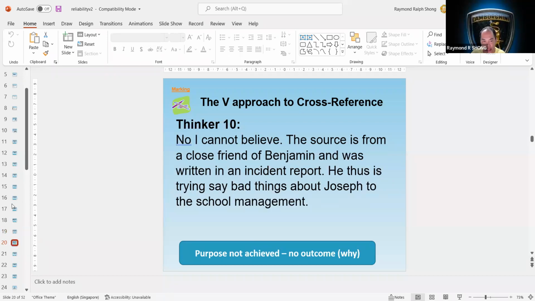Okay, now number 20. No, I cannot believe the source is from a close friend of Benjamin. It was written in an incident report, and he is trying to say bad things about Joseph to the schoolmate. Hello, what is the purpose of doing that by putting the incident? It's just like, yes, Danny, Zhao Xuan went to see Dr. Wu, but then what is the purpose of lying to you to get an MC? Correct, Danny? 10 years working for you, but what is the purpose that day he wants to take MC, with so many excuses? And true enough, he went to see Dr. Wu.